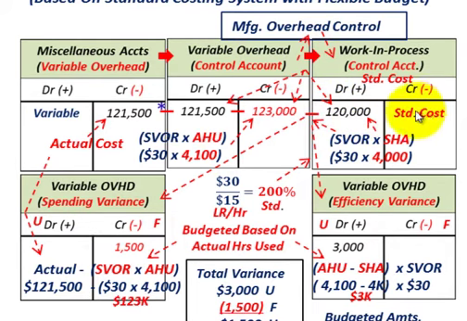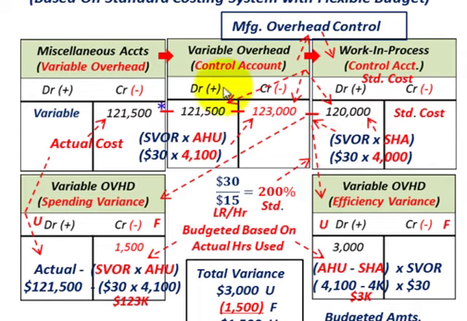So how do we get our standard cost? We just take our standard variable overhead rate times the standard hours allowed. In this case, our standard variable overhead rate was $30 per hour, and our standard hours allowed for our department for this month was 4,000 direct labor hours. So $30 times 4,000 gives us our standard cost of $120,000.